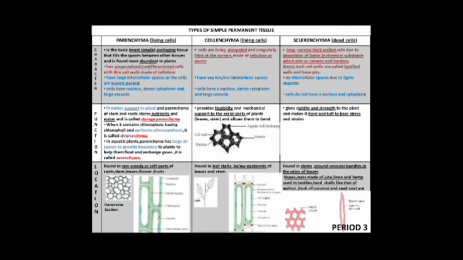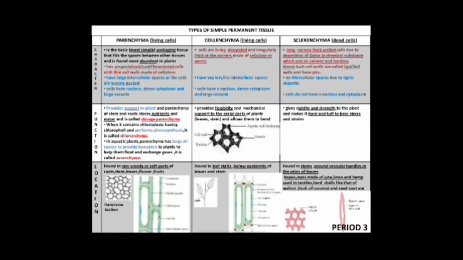Then again to parenchyma, it has unspecialized, undifferentiated cells with thin cell walls made up of cellulose. They have large intercellular spaces as the cells are loosely packed. Whereas the collenchyma, they have very little or no intercellular spaces. Whereas in sclerenchyma, there are no intercellular spaces due to the lignin deposition.